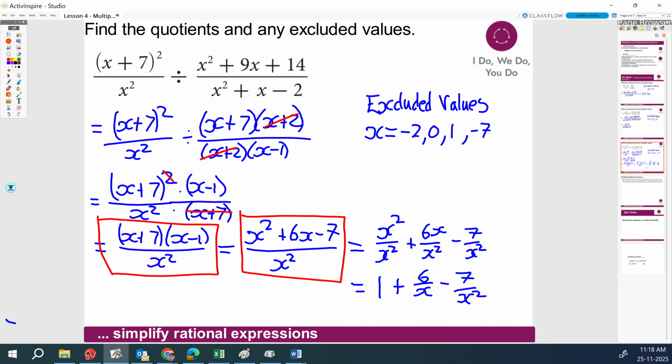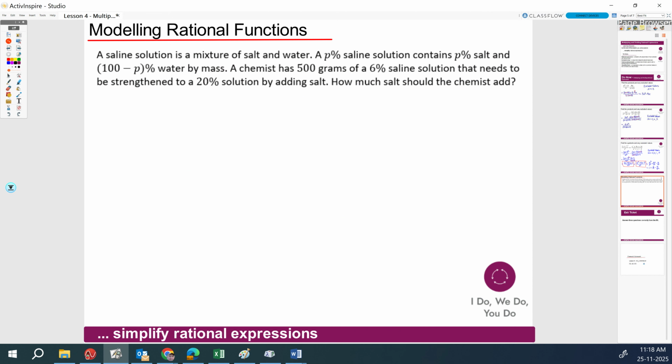Okay. All right. Have a go now at this modeling question. So listen to me carefully. Start by trying to make a function. If you make the function, have a go at finding the domain and range of the function. And then solve. I want you to go through all of those steps.